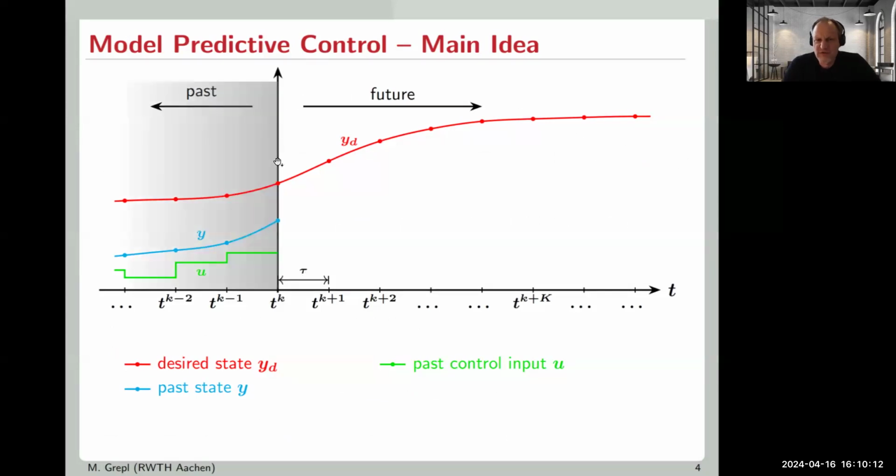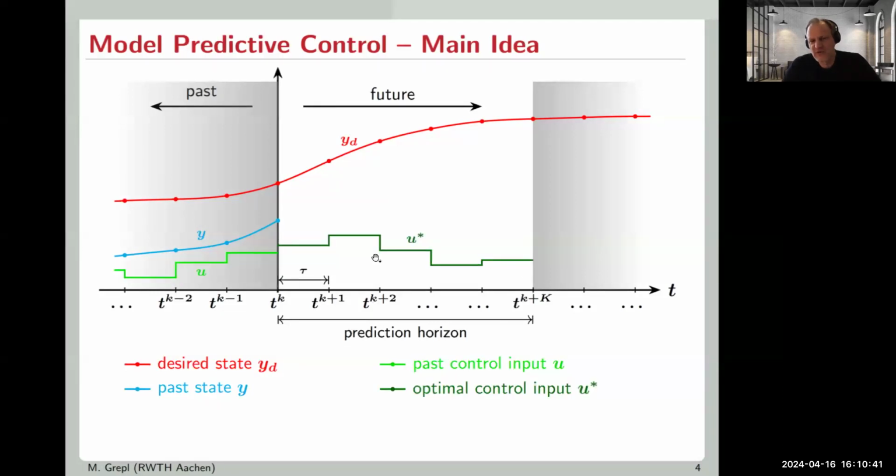First, of course, we forget about the past. And I just said that solving the infinite horizon problem might be infeasible. So what we do is we restrict our attention to only capital K time steps ahead, which is called the prediction horizon. And now we are again in the setting of a finite horizon problem. So we can set up a finite horizon optimal control problem over the prediction horizon capital K. And we can solve this and, for example, obtain the optimal control input u star. From u star, we can then theoretically also compute the optimal state y of u star.